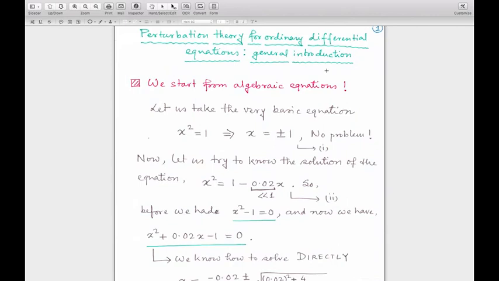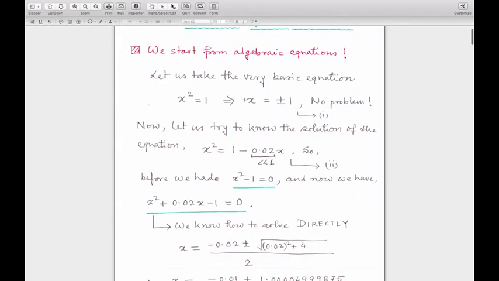equations. The reason is that algebraic equations are easier to solve, and I will start from a very basic quadratic equation which you also know how to solve exactly, both the perturbed and the unperturbed version. That's something very interesting, and now we can cross check whether really the perturbation method works or not.